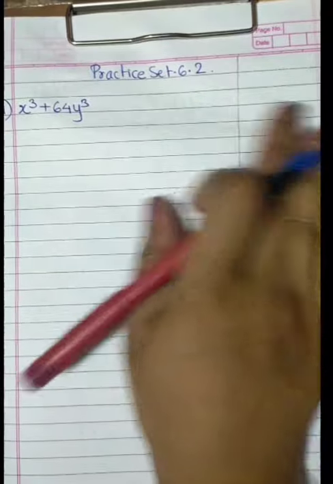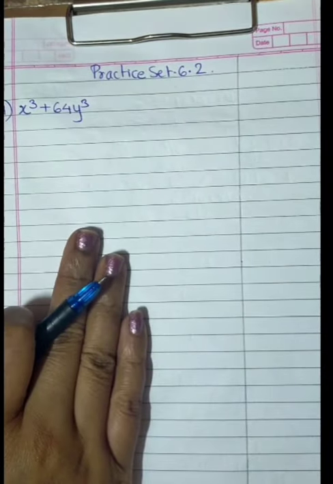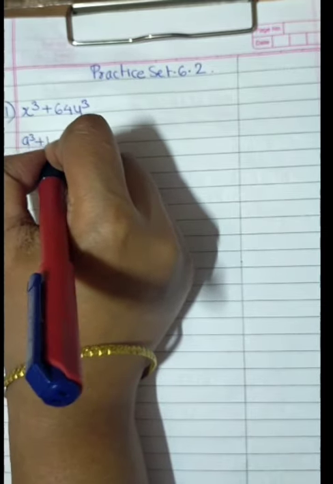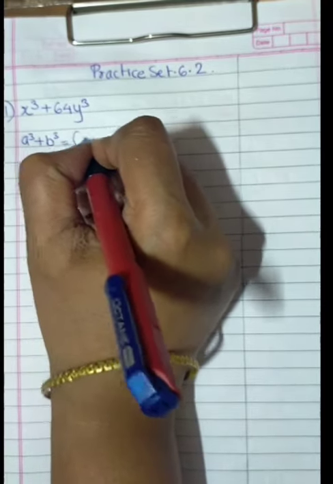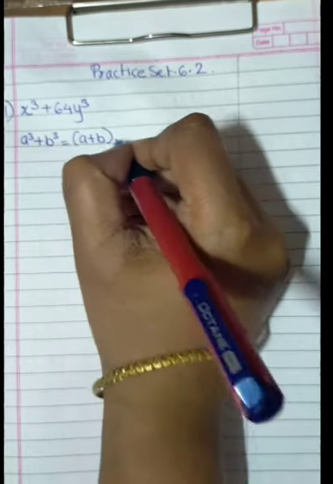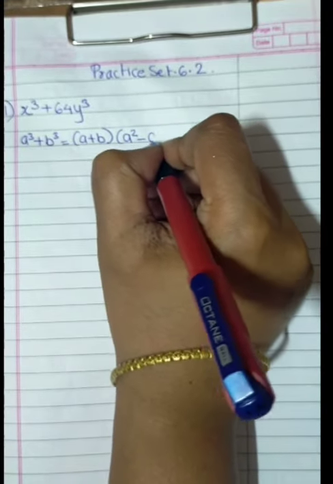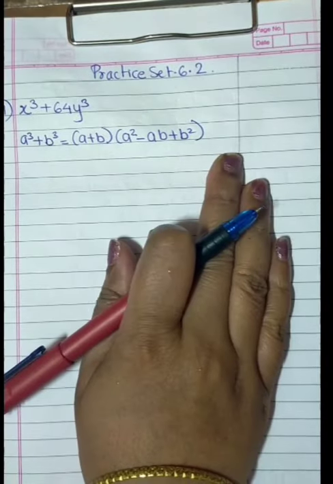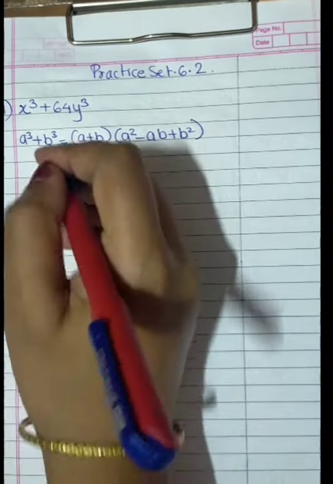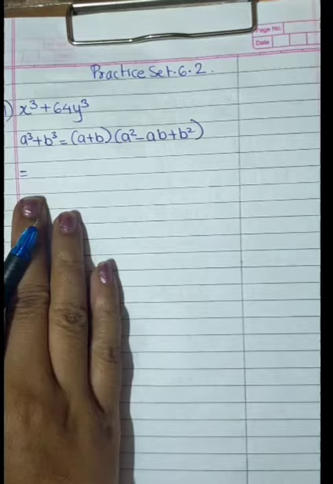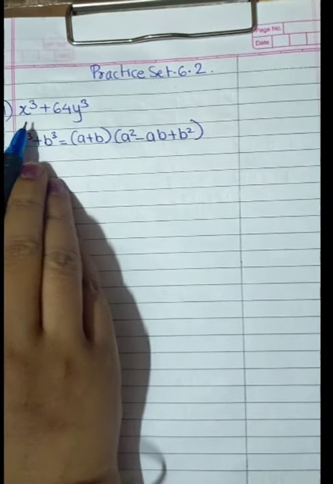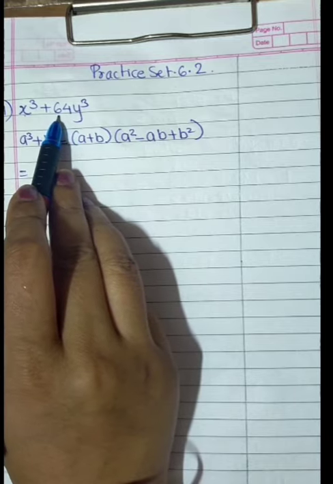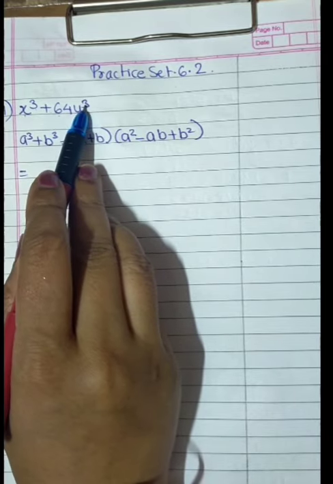Before starting, I want to write the formula, that is a cube plus b cube equals a plus b into a square minus ab plus b square. Okay, this is our formula. So now I am going to start. As you can see, x cube plus 64y cube is given.